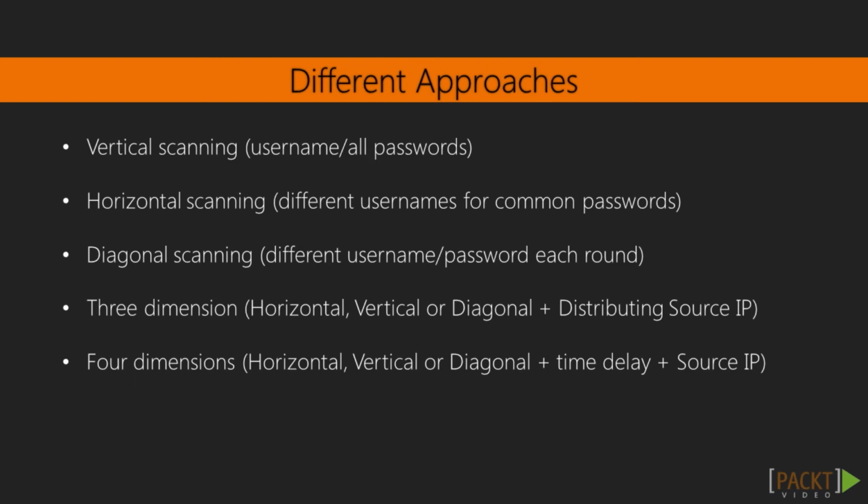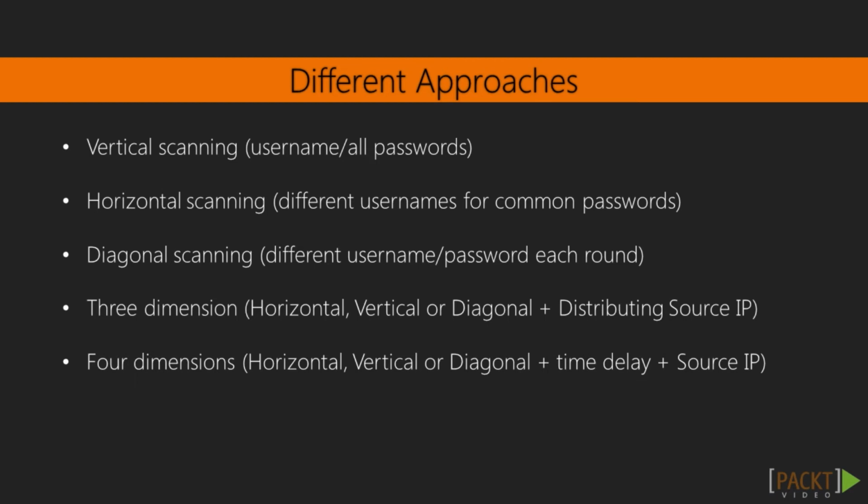This is usually done in order to prevent account locking after many invalid login attempts. The next approach is called diagonal scanning, and basically it mixes a different username and password each time, reducing the possibility of being detected or blocked. But sometimes that is not enough, and we need to go further in order to prevent detection. This is when three-dimensional scanning comes into play.